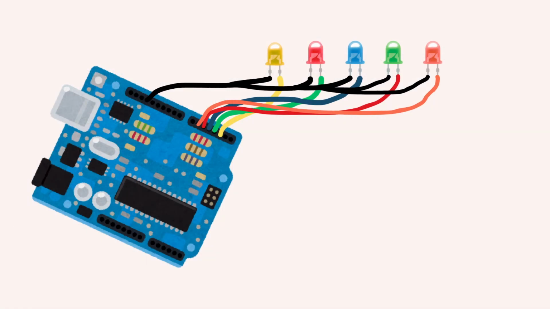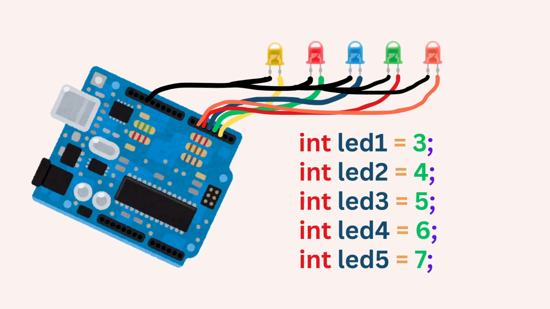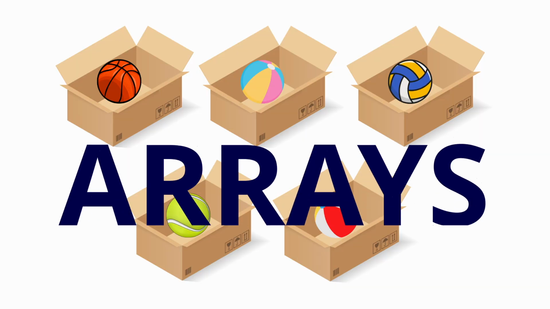So far, you've seen how to use variables to store a single piece of data, like a pin number or a temperature reading. But what if you had to control 5 LEDs connected to different pins? You could create 5 separate variables. That works, but it's messy. And if you wanted to turn all those LEDs on or off in a loop, you'd have to repeat your code 5 times. That's where arrays come in.